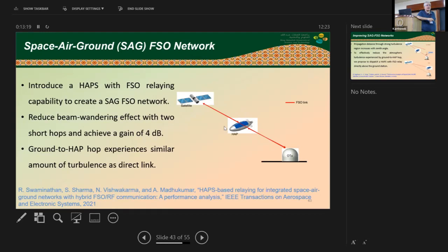So this is just 20 kilometers, and this is where most of the turbulence is happening and most of the problems are happening. You clean the signal and basically send it to the satellite. And they showed with that that they can get some 4 dB type of gains.